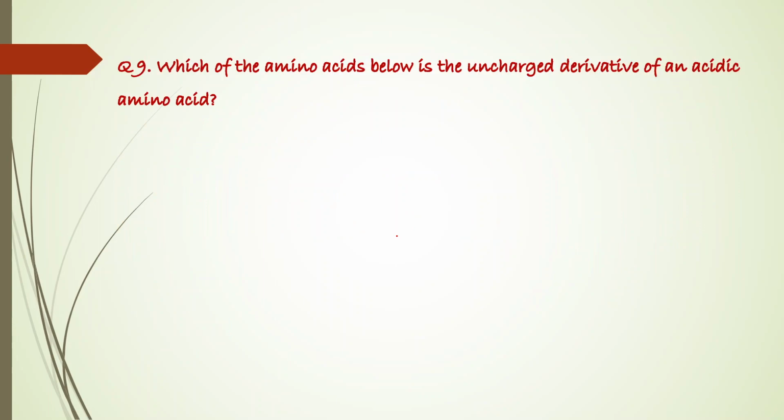With this, let's move to the next one. It states which of the amino acids below is the uncharged derivative of an acidic amino acid. So the important point is: uncharged derivative of an acidic amino acid. I think all of you will be able to answer this. Quickly write it down in the chat box.